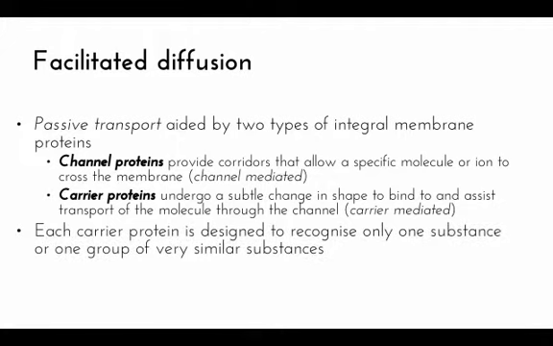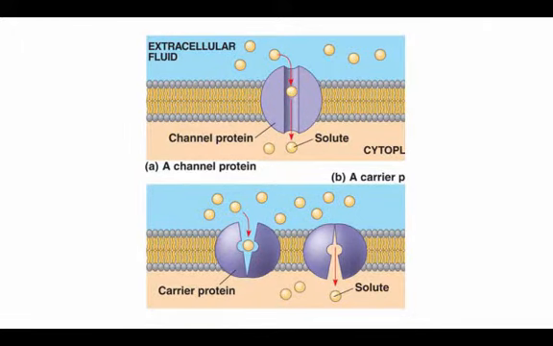It's also important to note that each protein is designed to recognize only one or a group of similar substances. So depending on what we're looking at, there's going to be a few different ones. Things like glucose would do this, right? Amino acids, another one. Again, you will notice here they're going from an area of high concentration to an area of low concentration. So it's passive, right?